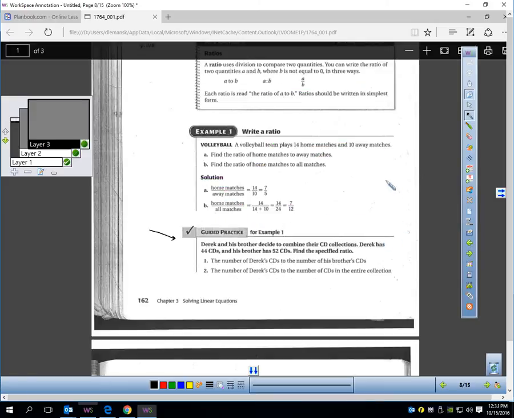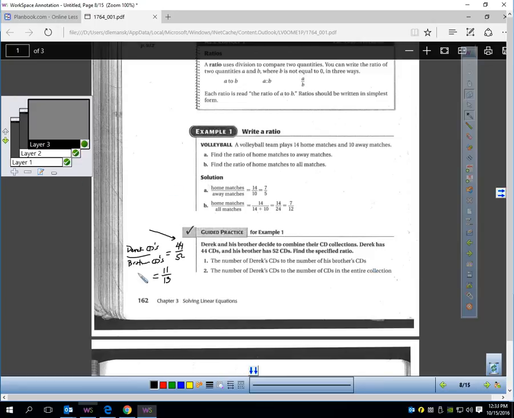Here would be some examples of writing a ratio. Derek and his brother decide to combine their CD collections. Derek has 44 CDs and his brother has 52 CDs. Find the ratio specified. So here's the first ratio: the number of Derek's CDs to the number of his brother's CDs.